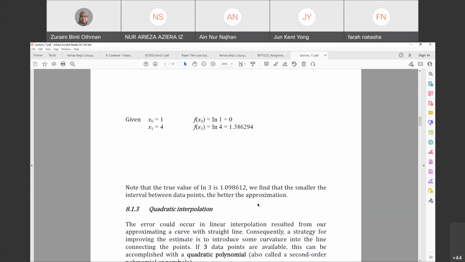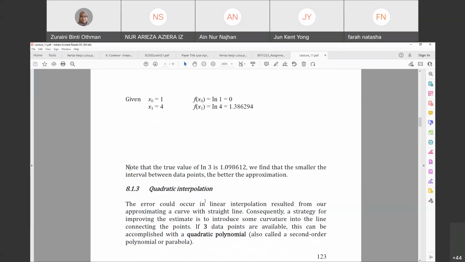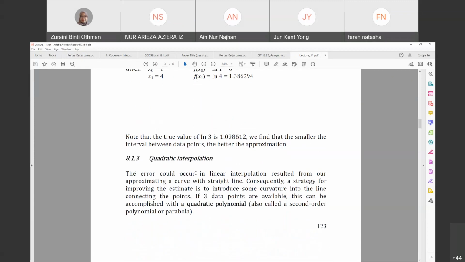Then, can we continue? Okay. For quadratic interpolation, the error in linear interpolation results from approximating a curve with a straight line. Consequently, a strategy for improving the estimate is to introduce some curvature into the line connecting the points. If 3 data points are available, this can be accomplished by a quadratic polynomial.